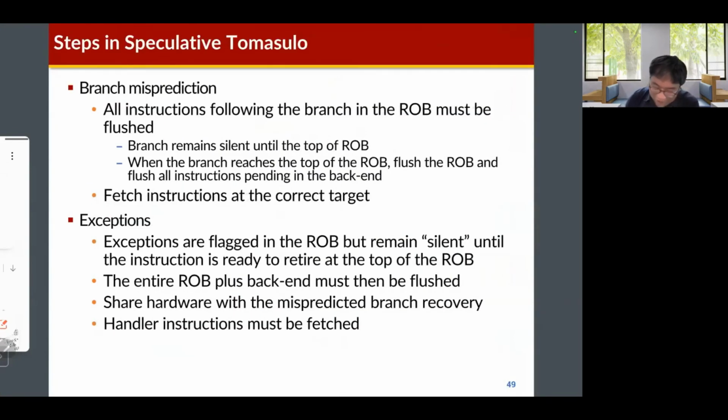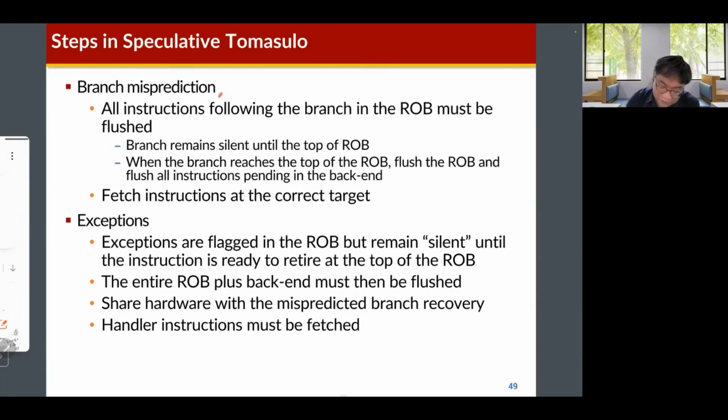And then how can we handle the branch misprediction? Which means that the branch is predicted, but the prediction is missed.